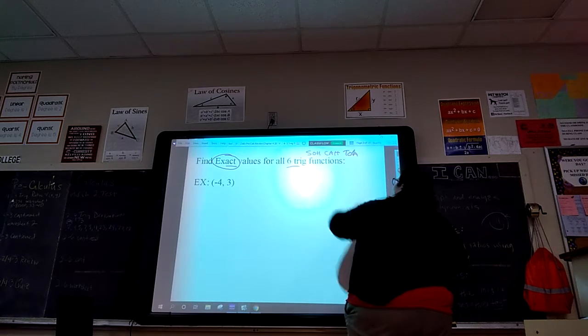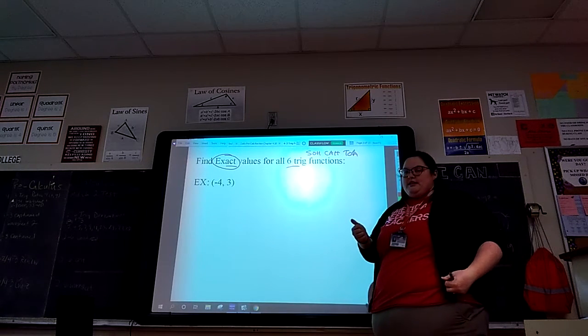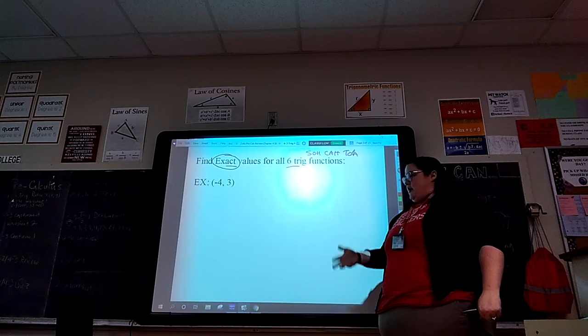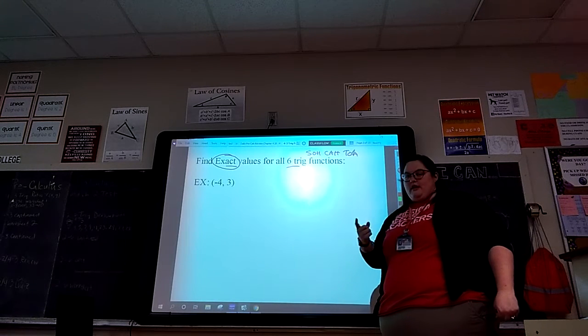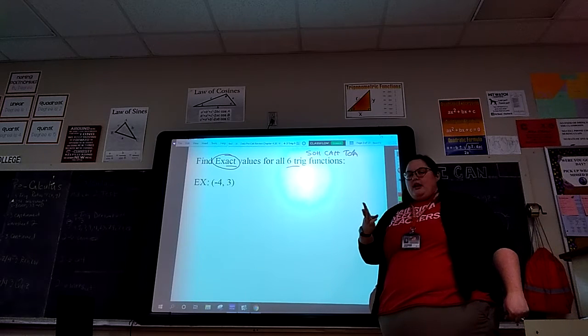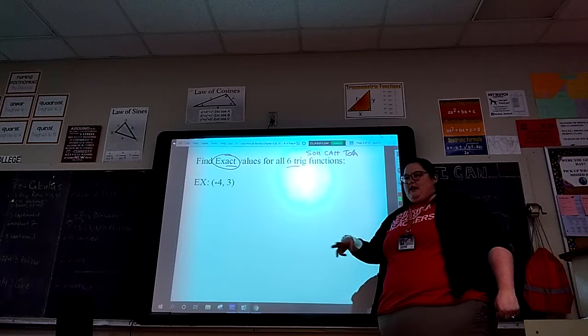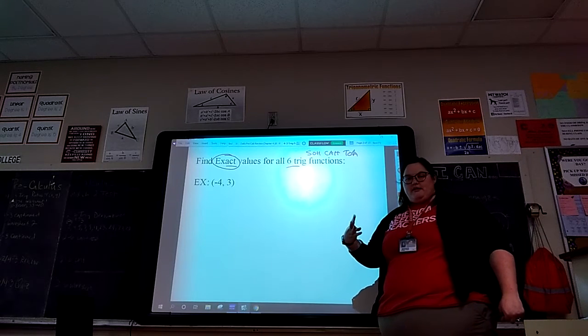So you can keep that up there. But again, the biggest difference is that instead of having a triangle where we know the opposite, adjacent, and hypotenuse sides, we know the x value, the y value, and the radius. And so the x value is the adjacent side, the y value is the opposite side, and the hypotenuse is the radius of that circle.